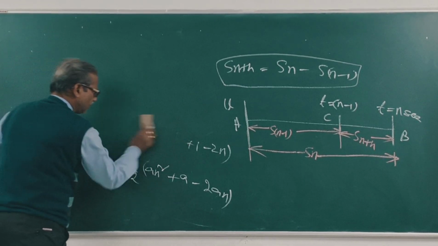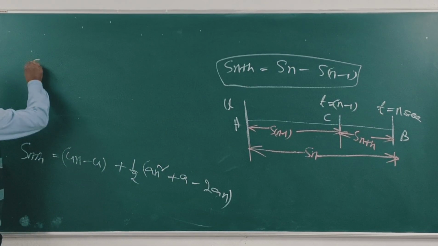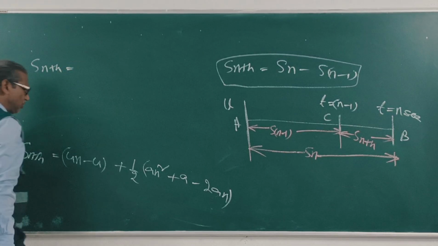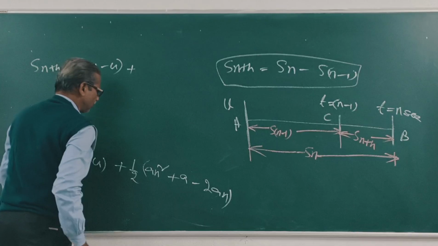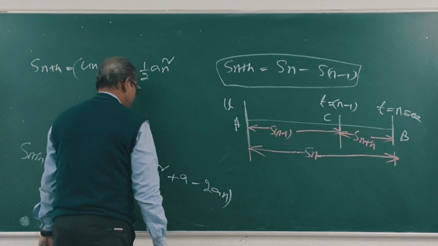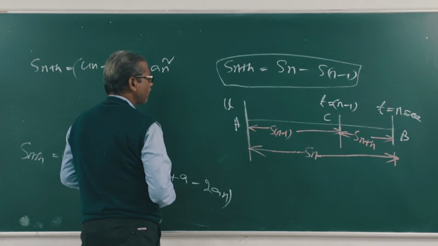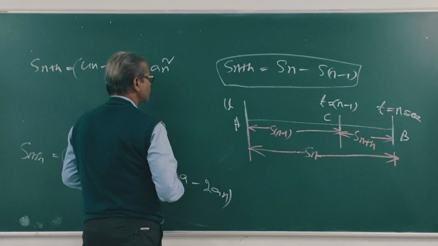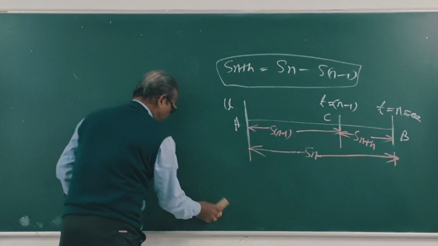Clear? So this is Sn. So Sn is equal to un minus u plus half n square. Sorry, again I will repeat. Clear?